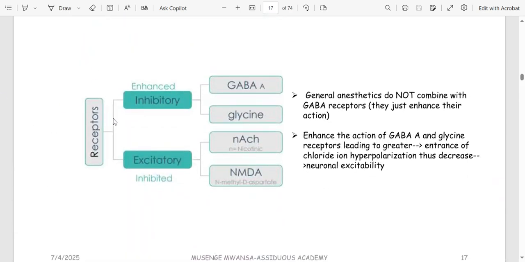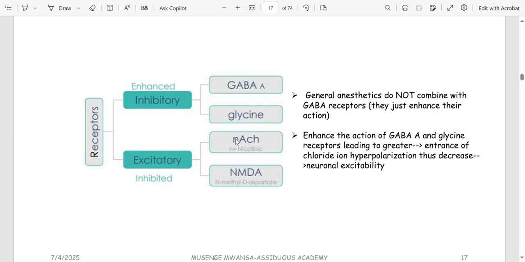So when you look at these receptors, some of them are inhibitory, others are excitatory. What you are trying to do is, for the inhibitory receptors, enhance them so that you can prevent pain and cause anesthesia. And the excitatory receptors should be inhibited. So the inhibitory receptors, you have GABA A and glycine. These ones are going to be enhanced, while the excitatory receptors are going to be inhibited.